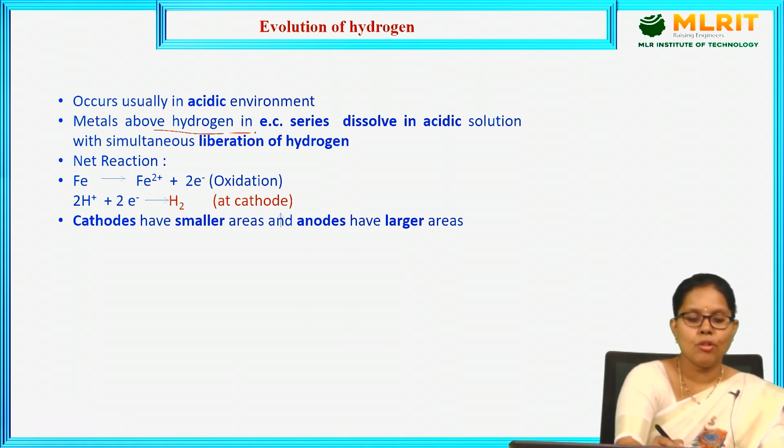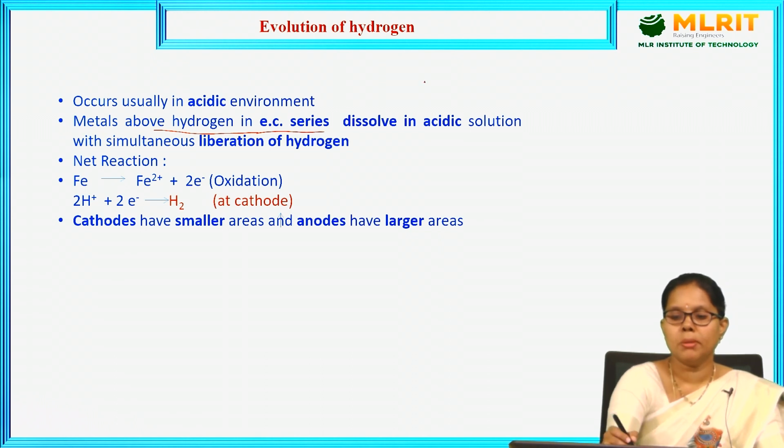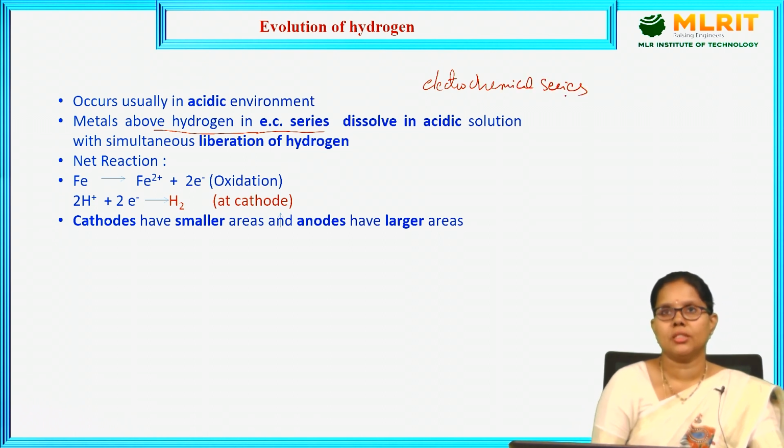Metal above hydrogen in the electrochemical series. What is meant by EC is nothing but electrochemical series. There is a series, metals are arranged according to their standard reduction potentials.